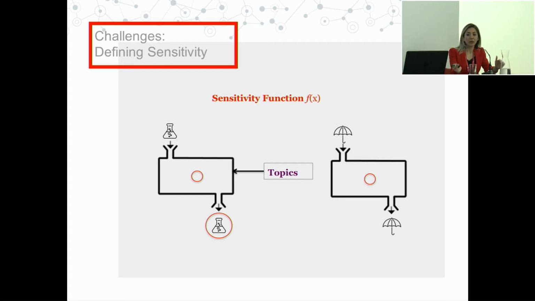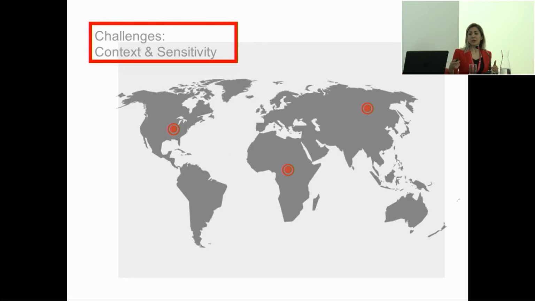The only thing that we know till now is that topics and semantics do play a role in affecting sensitivity, but we really don't have a greater idea about that. Also, we know that context seems to have a relationship with sensitivity, but we don't really know how this works.